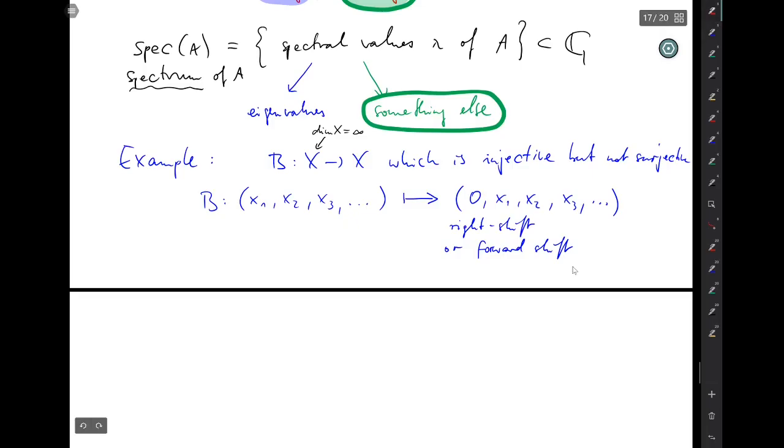I still want to give you a little exercise problem about this. You should think about this. Convince yourself that indeed this operator is injective but not surjective, and think about what space X could be used here to make this a proper example.